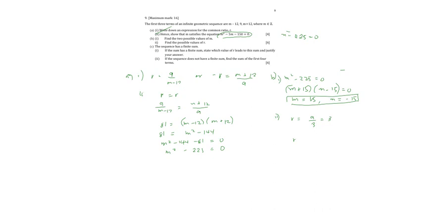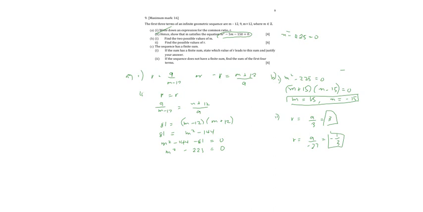Or let's say we use negative 15, so we shall have 9 over negative 15 minus 12, which is negative 27. So this gives us negative 1/3. So these are the two possible values of r, 3 and negative 1/3. The sequence has a finite sum.